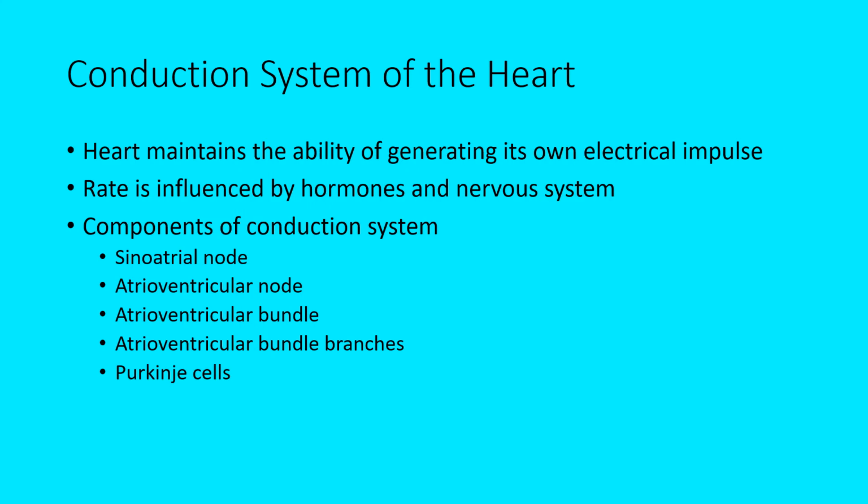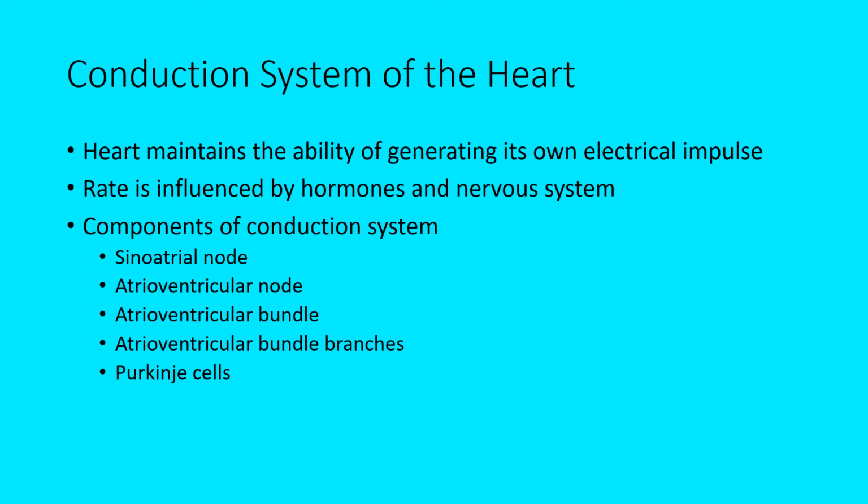So, the conduction system of the heart. The nervous system is not going to be generating the electrical impulse like what you saw with muscle cells. Instead, the heart is able to generate its own electrical impulse by itself. Now, the rate, whether it needs to speed up or slow down, can be influenced by the nervous system, and can be influenced by hormones. But the generation of it, the starting of the electrical impulse, is still going to be generated by the heart conducting cells themselves.